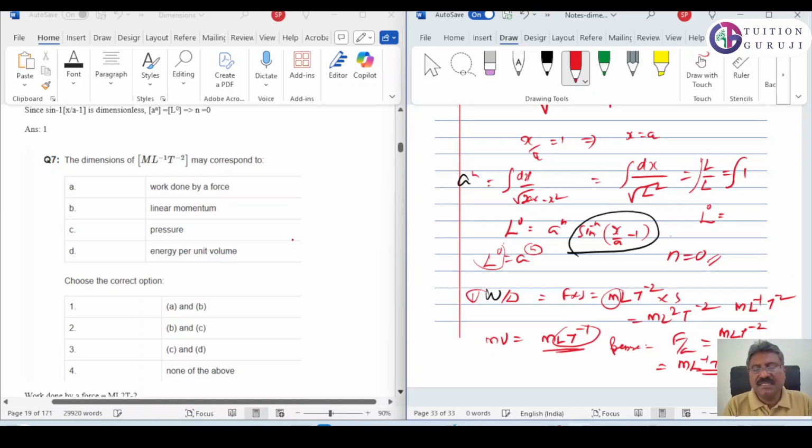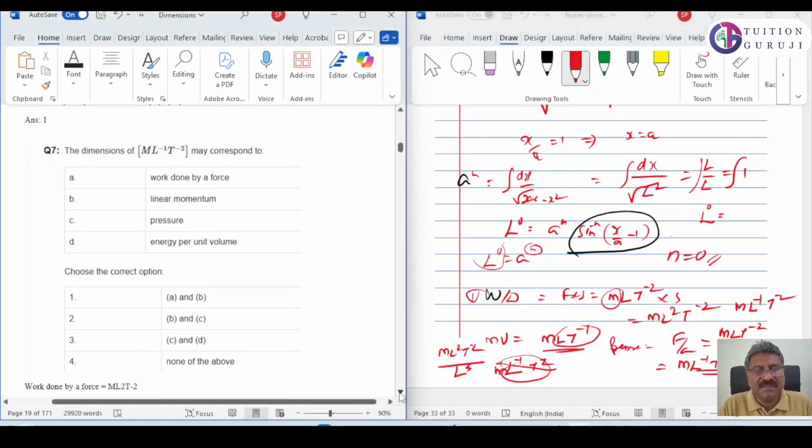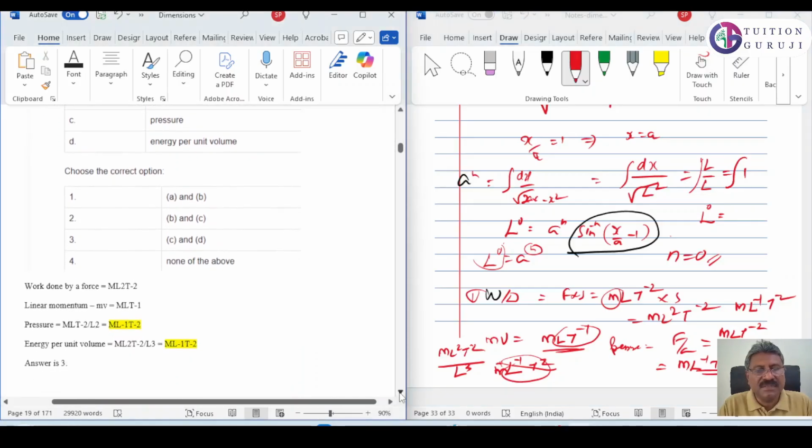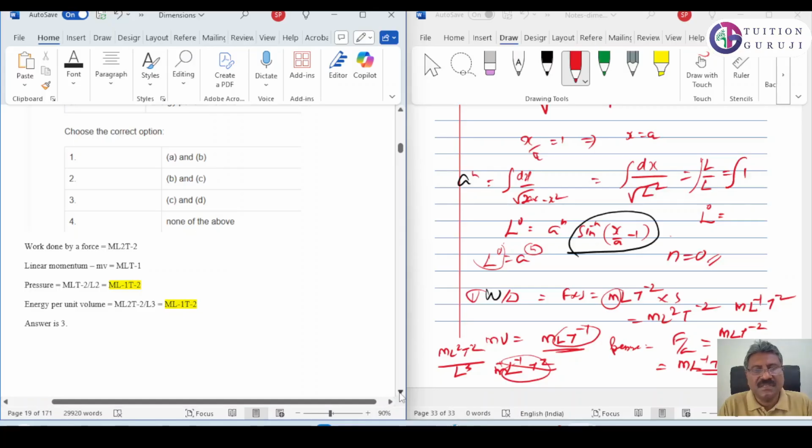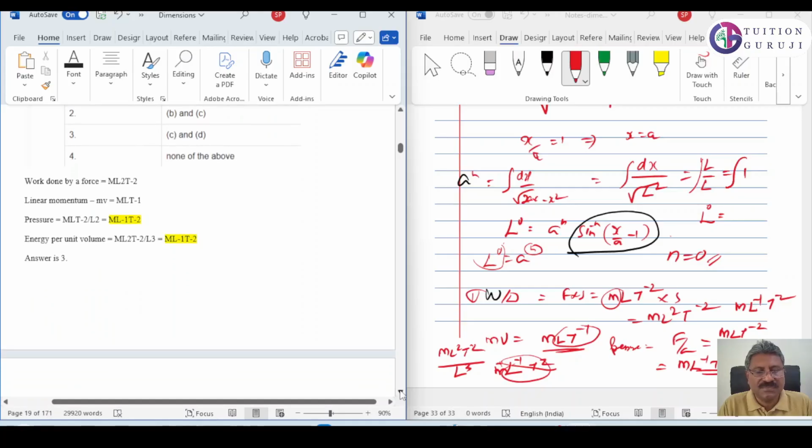So next one is energy per unit volume. Energy is same as work, so M L square T raised to minus 2 divided by unit volume, which is L cube. That is M L raised to minus 1 T raised to minus 2. So this is also matching. The answer is C and D. So the third option matches with M L raised to minus 1 T raised to minus 2.